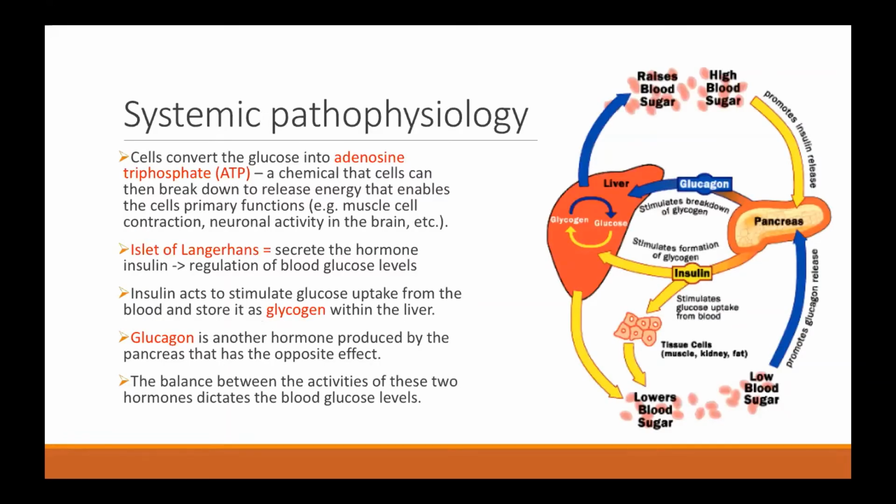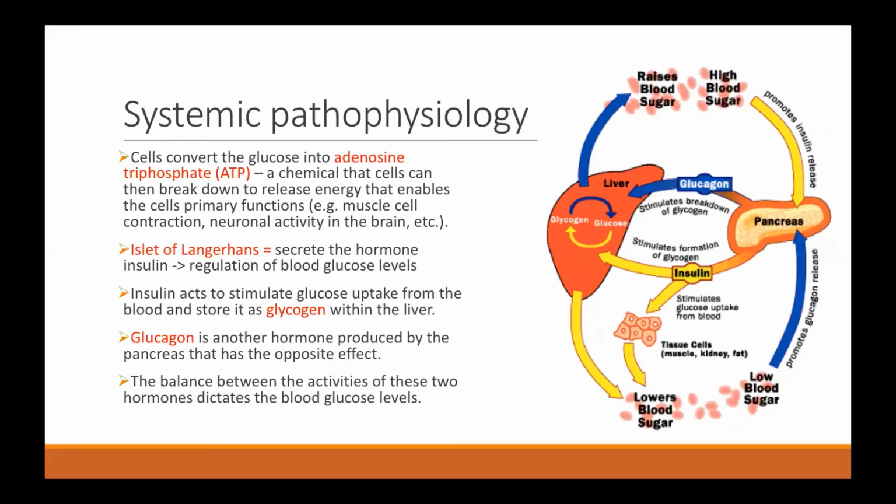So, systemic pathophysiology. Cells convert glucose into ATP, which is a chemical that the cells can break down and release energy, which enables them to carry out their primary functions. So endocrine cells, endocrine being relating to hormones, within the pancreas, in the region known as islets of Langerhans, secrete insulin, which regulates the blood glucose levels. Insulin then acts to reduce the glucose output by the liver and increases glucose uptake by the skeletal muscles and other tissues. So more glucose is stored as glycogen.